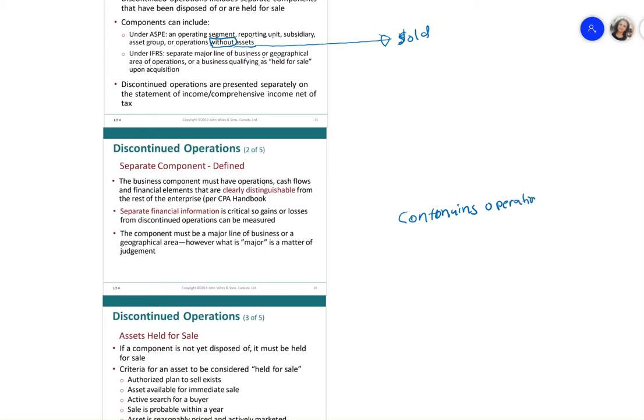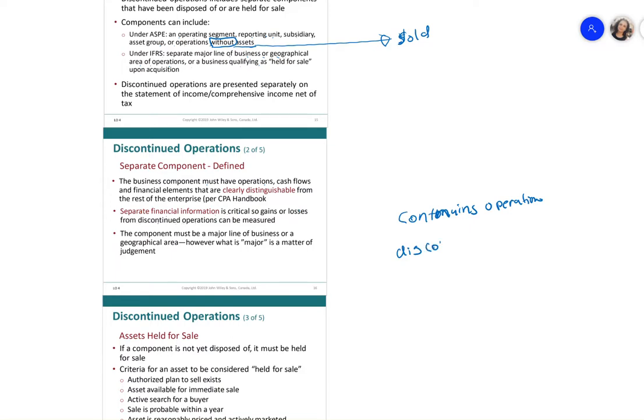If it's not related to the continuing operation, then it becomes another component itself on our financial statement. It's called a discontinuing operation. Separate financial information is critical, so the gains and losses from the discontinuing operation can be measured.